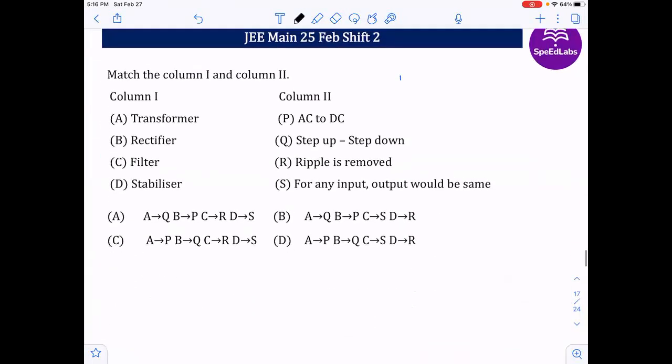Now in this next part, they have given some equipment, and their uses were shared with you. Transformer is used for step up, step down. Stabilizer is used for voltage: any input you give, it gives the same output. Filter is for removing ripple, and rectifier is for AC to DC. The answer will be A-Q, B-P, C-R, D-S. Answer is A.